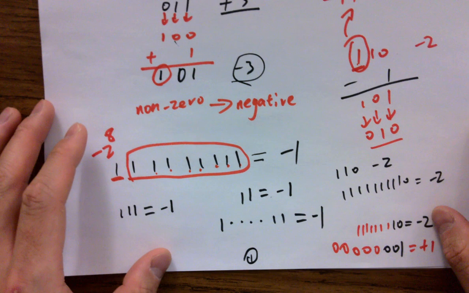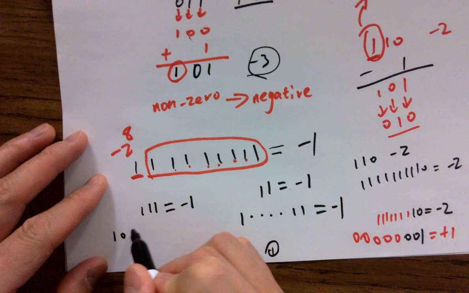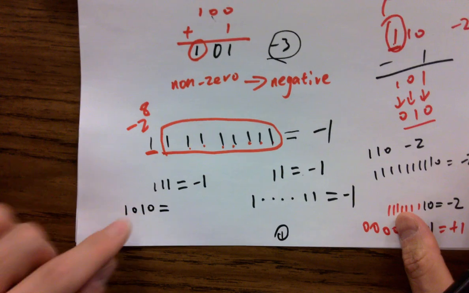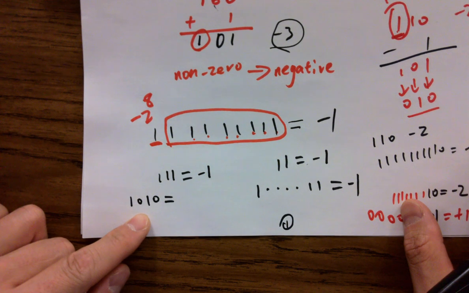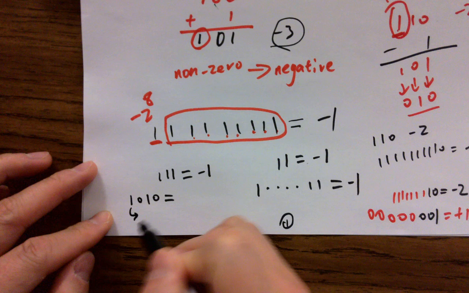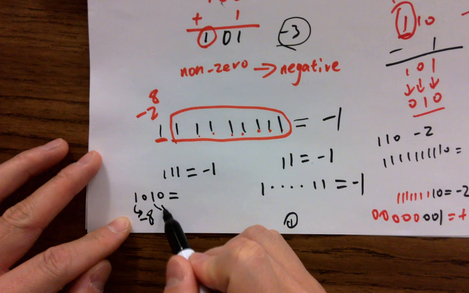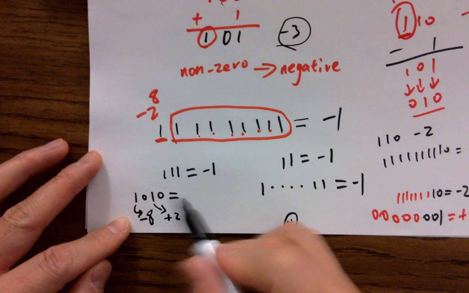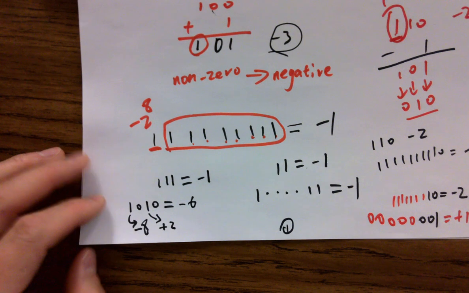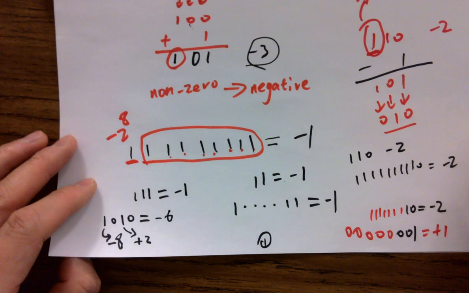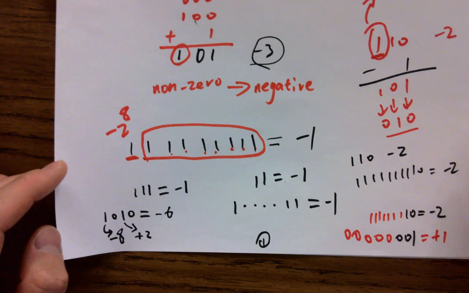Okay? So now we know how to calculate the numbers. If I'm giving you this number here, how do you find out what that is? This number is what? Negative what? It's -8. What is this number? Plus 2. What is this number? -6. Okay, so these are the ways to recognize the 2's complement numbers, negative numbers.